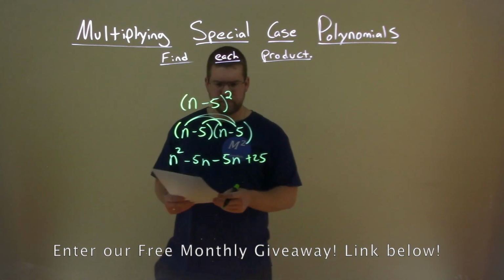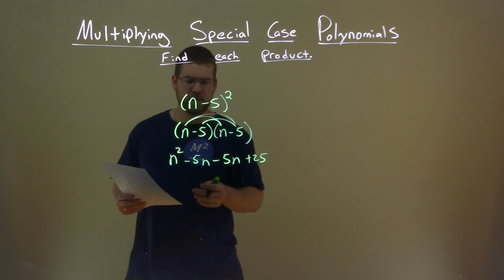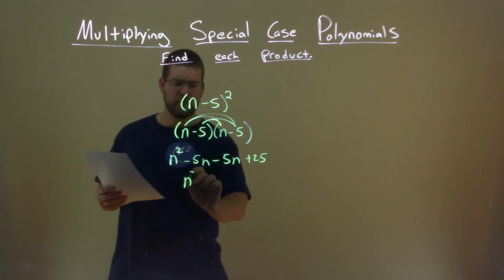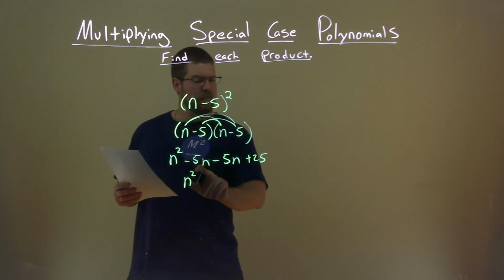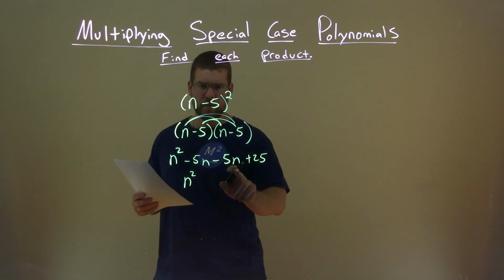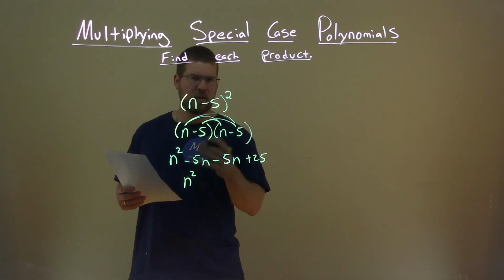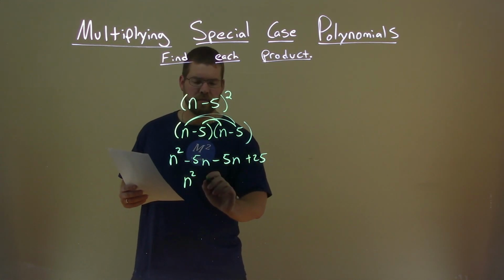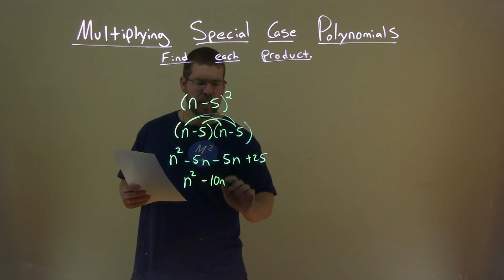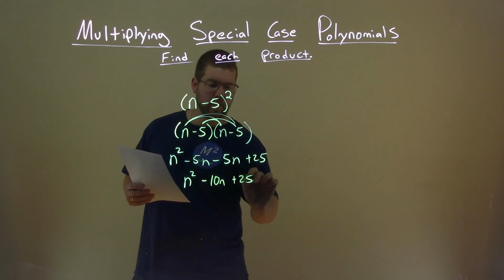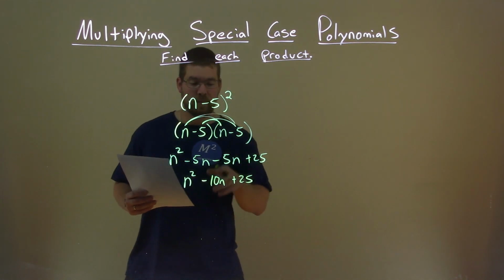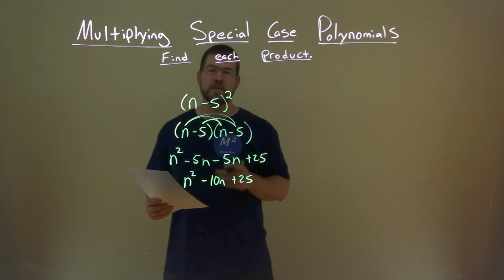Okay, almost there. Combine our like terms. N squared is by itself, nothing to combine. But we have minus 5n and minus 5n here. That together, 5 plus 5 is 10, stays negative, negative 10n here. Bring down the 25, and we get our final answer of n squared minus 10n plus 25.